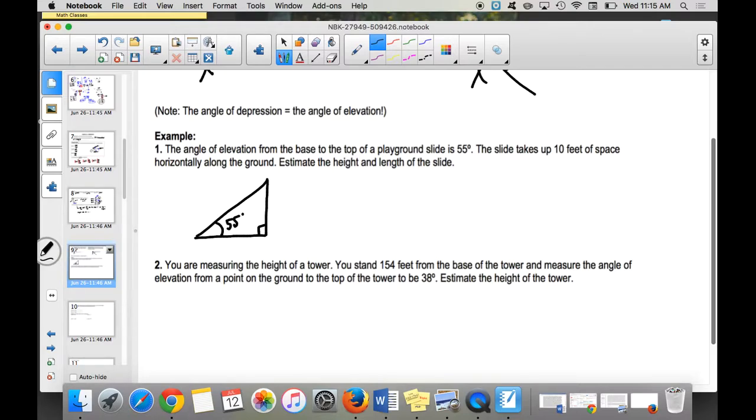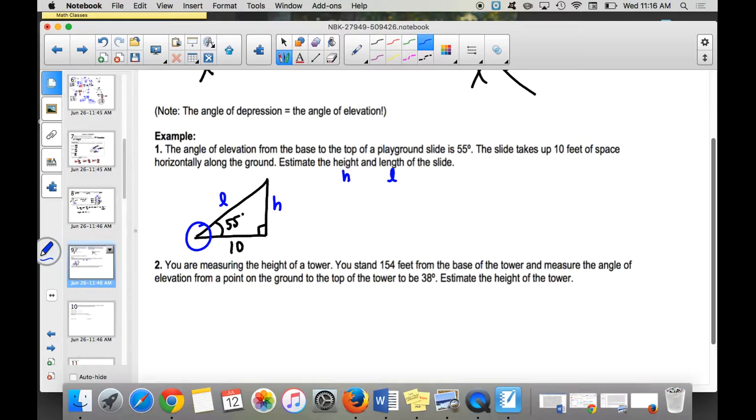So it doesn't always have to be looking up, but it can be with the horizontal ground and going up. The slide takes up 10 feet of space horizontally along the ground. Estimate the height, which I'm going to call h, and the length. I know it's confusing because h looks like hypotenuse, but it's height, and length. We're going to do one thing at a time. Let's start with the height. The only angle we have is 55 degrees, right? So this is the angle we're using.